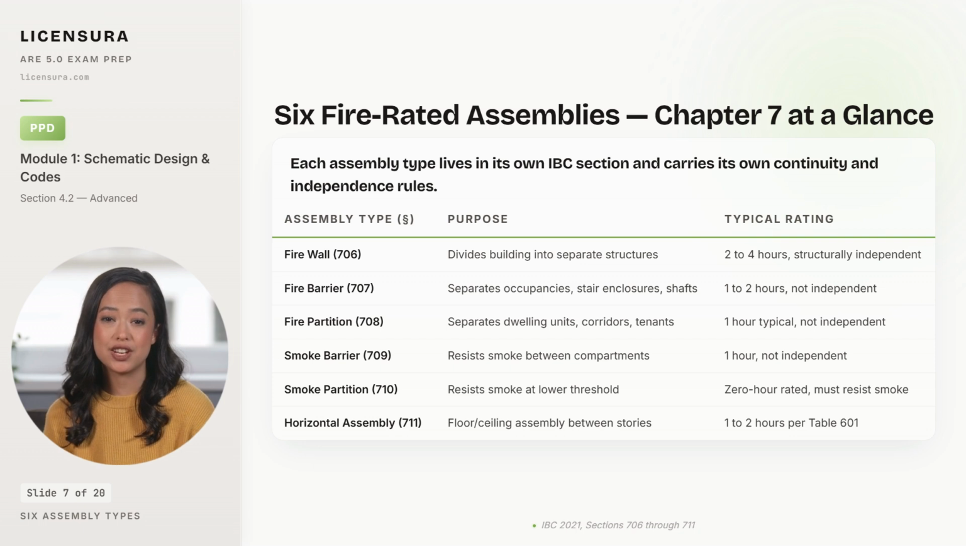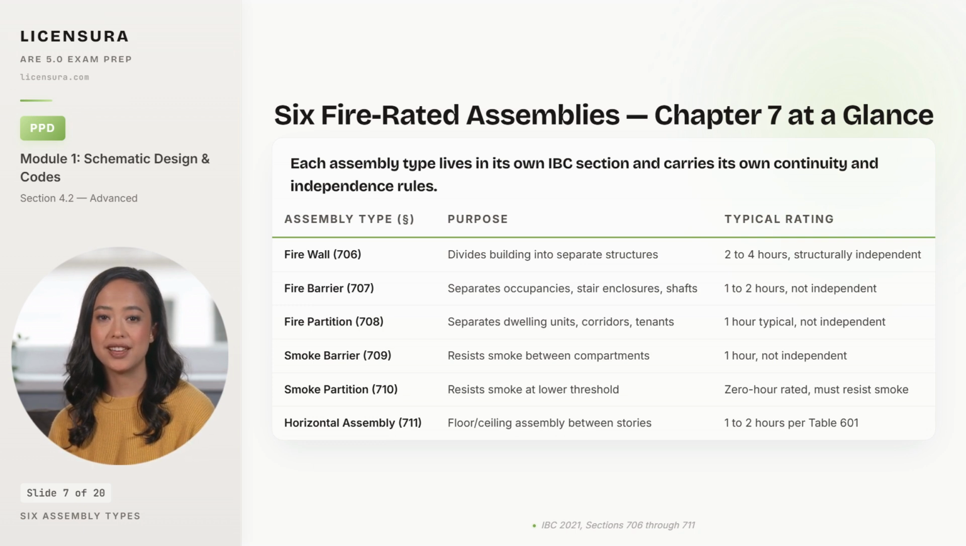Smoke barriers under Section 709 run 1 hour and resist smoke passage between compartments, which is different from resisting fire. Smoke partitions under Section 710 carry a 0-hour fire rating but still must resist smoke passage at a lower threshold. And horizontal assemblies under Section 711 are the floors and ceilings between stories, running 1 to 2 hours depending on construction type per Table 601. Match the assembly to the job, and the rating falls out of the table.